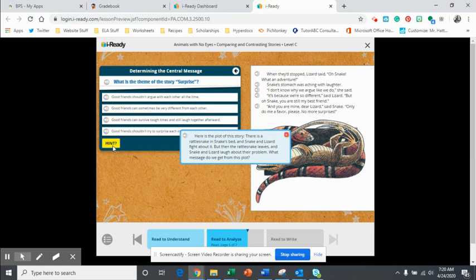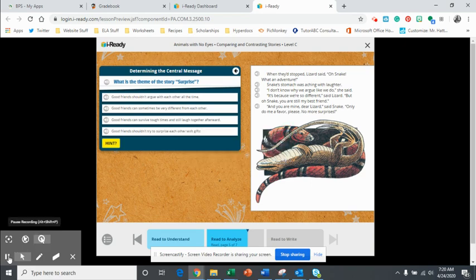Here is the plot of the story. There is a rattlesnake in snake's bed, and snake and lizard fight about it. But then the rattlesnake leaves, and snake and lizard laugh about their problem. What message do we get from this plot? All right, so that's a definite clue right there. So go ahead and read through your choices and make your selection.